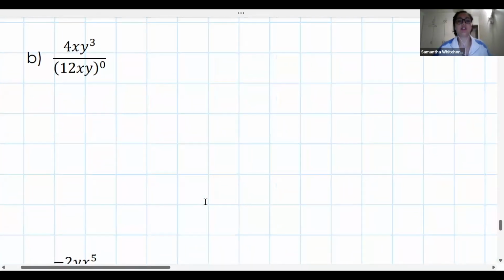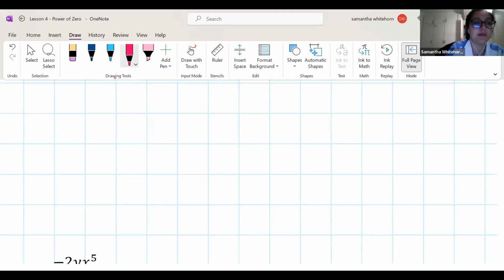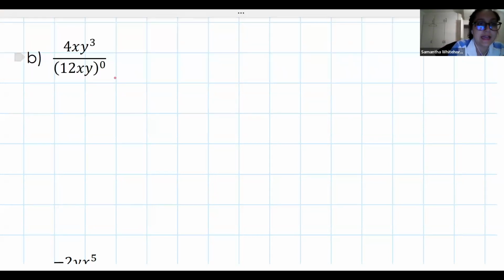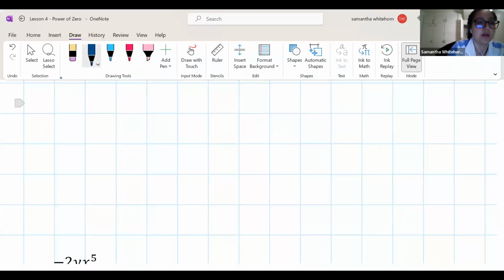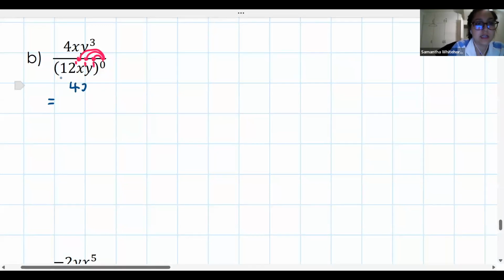Let's try question B. We're going to do it together just so that you can see what's going on. So question B here, we've got quite a little bit going on, but what we do notice is that we've got this power of 0 in the bottom. And so what that means is that every one of the exponents in my denominator, we need to distribute this 0 to all of them. Okay, so that means the numerator stays the same, so 4xy cubed, but in our denominator, we're going to have 12 to the power of 0, x to the power of 0, and y to the power of 0.